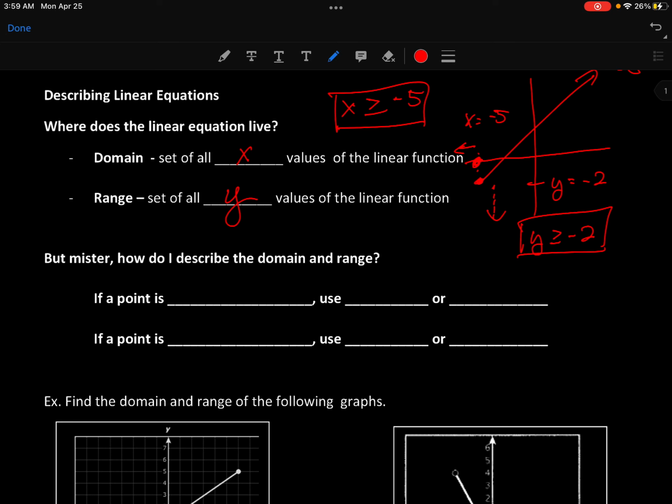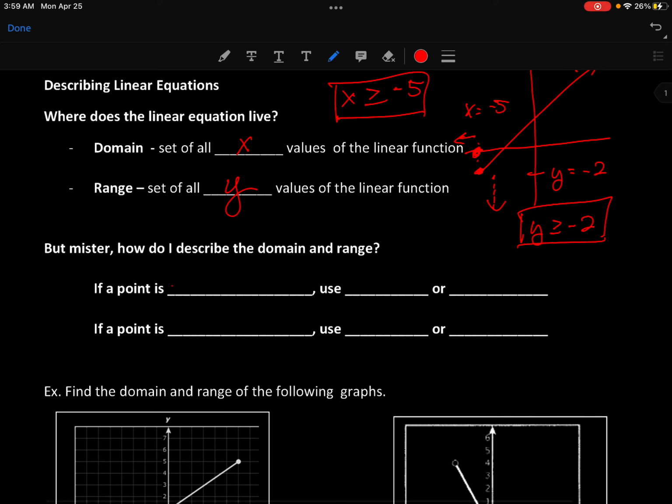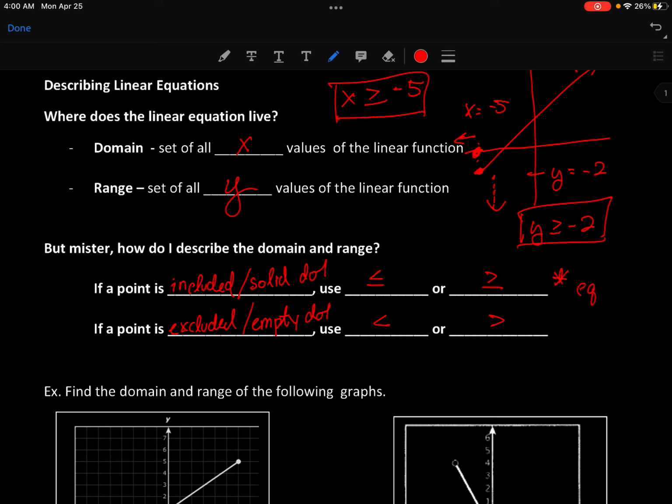But you might ask me, but mister, how do I describe the domain and range? Well, if a point is included, a solid dot, use less than or equal to, or greater than or equal to. If a point is excluded, or if you have an empty dot, then use the less than or greater than sign. The only difference is that one has the equal part.